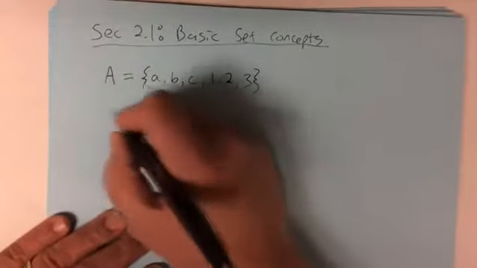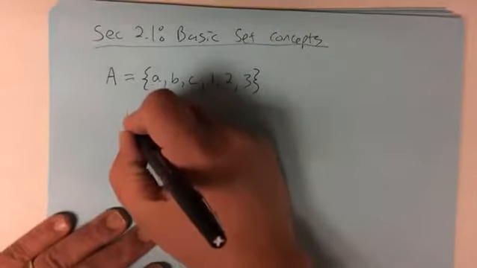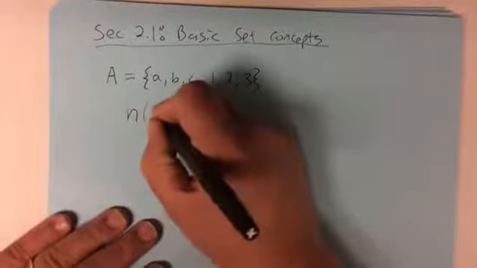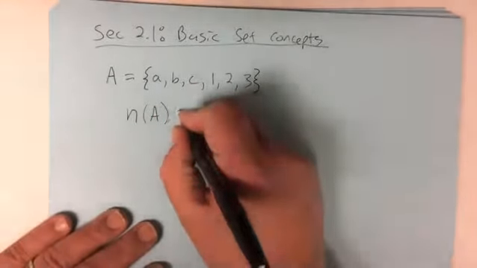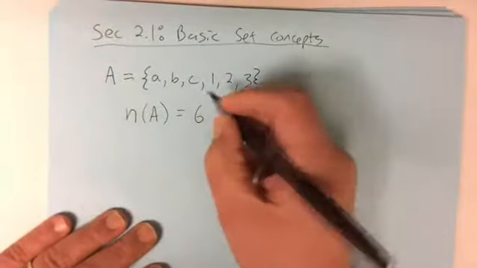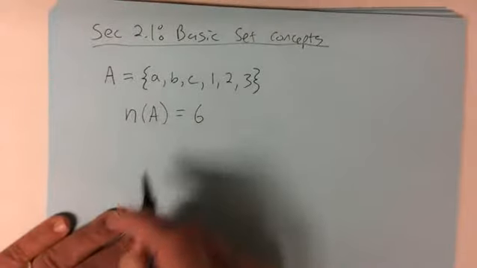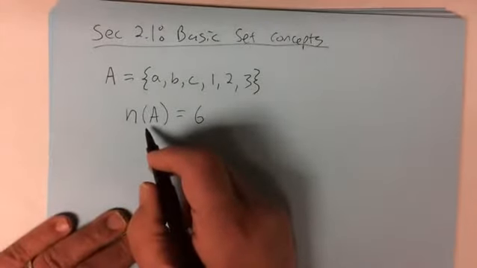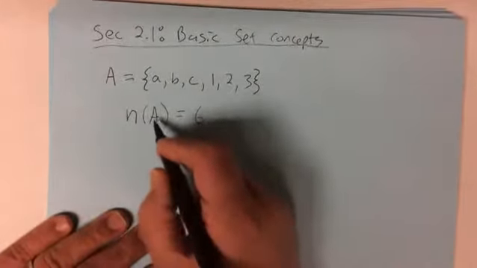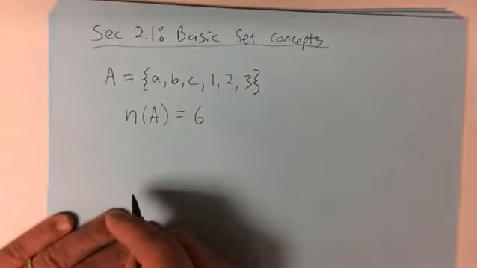So this has 6 objects or 6 elements. So I could write the number of elements in set A is equal to 6. So this symbol represents the number of elements in whatever set you have inside the parentheses.